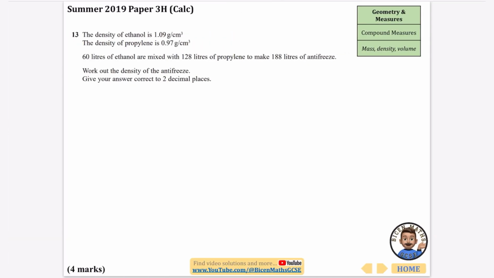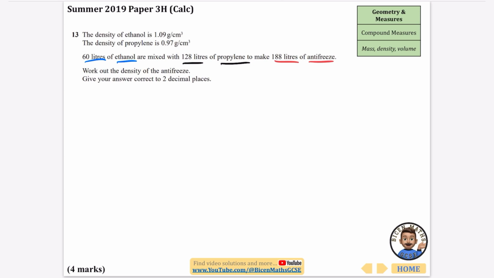Okay, the density of ethanol is 1.09 grams per centimeters cubed. The density of propylene is 0.97 grams per centimeters cubed. We've got 60 litres of ethanol mixed with 128 litres of propylene to make 188 litres of antifreeze. Work out the density of the antifreeze.